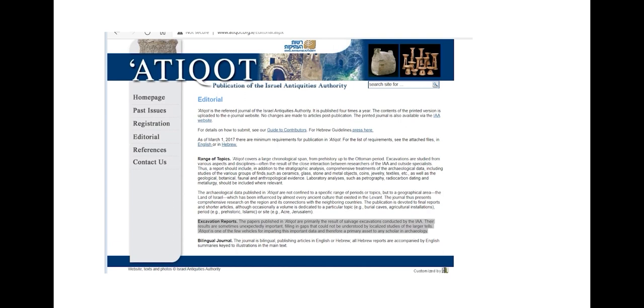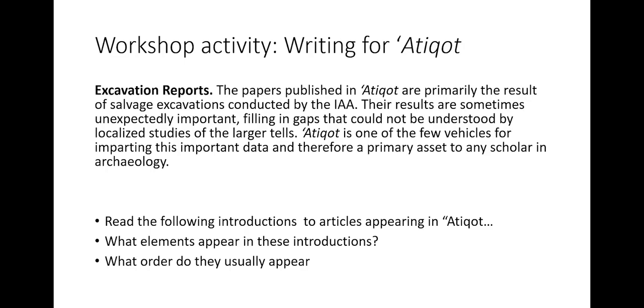from my work. This is a journal called Atikot, which is the Hebrew word for ancient. It is a publication of the Israel Antiquities Authority, the Archaeology Institute in Israel. And I was hired by them once to give a workshop for the archaeologists there. That was one of the private things that I did. If we were together right now, we'd have a workshop activity, writing for Atikot.